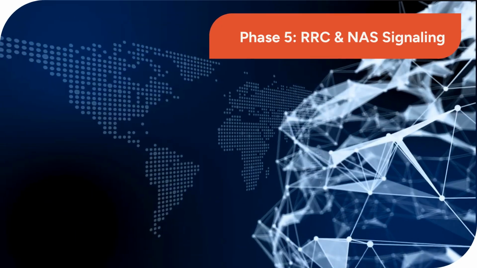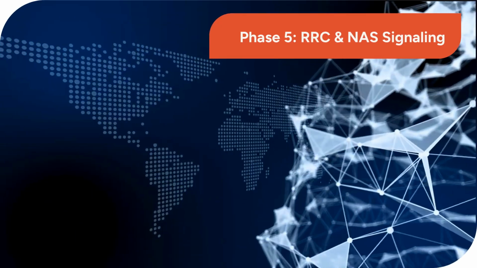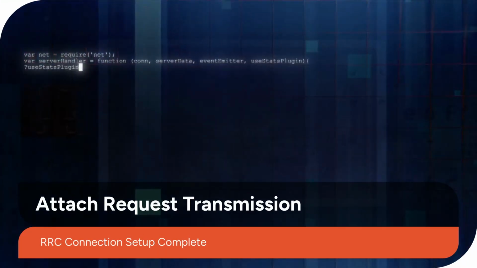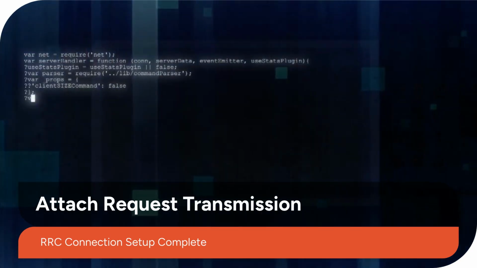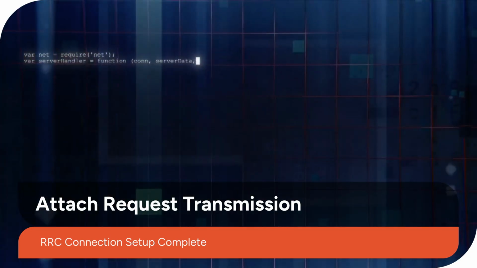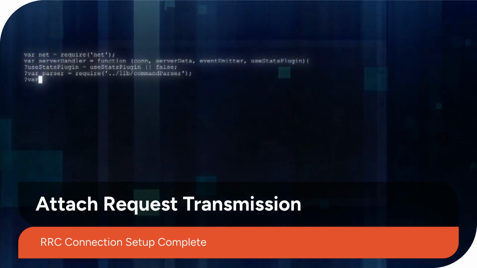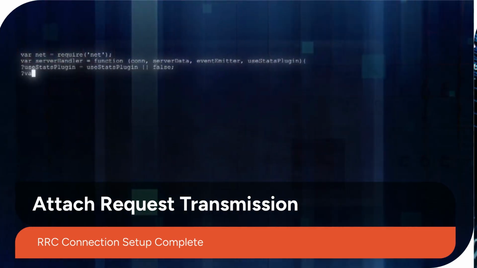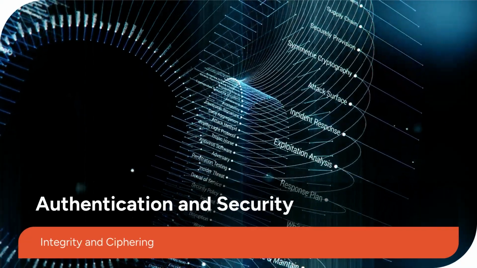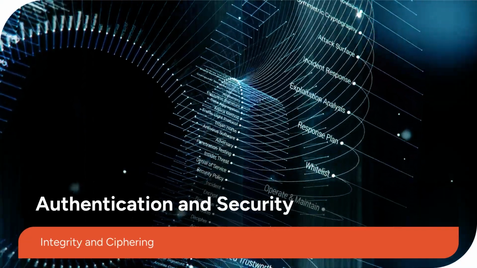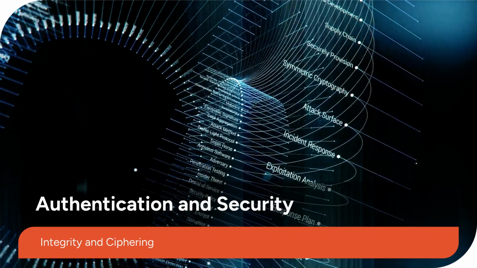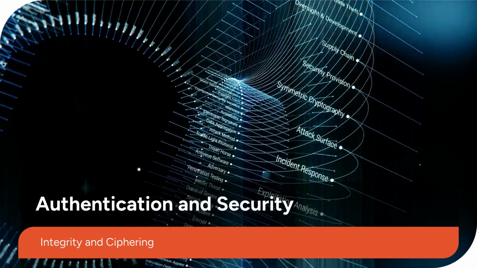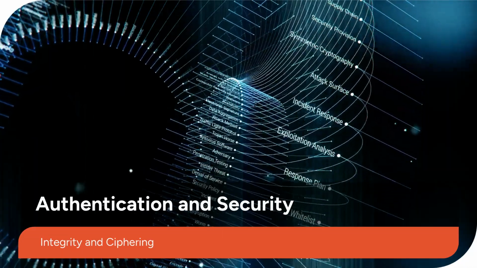With RACH complete, the UE transitions from RRC idle to the RRC connected state. The non-access stratum layer constructs an attach request, which is encapsulated inside the RRC connection setup complete message, carrying key identifiers and capability information to the core network. The core network initiates authentication challenges. Following validation, security procedures activate integrity and ciphering, securing all subsequent communications using selected algorithms like AES.